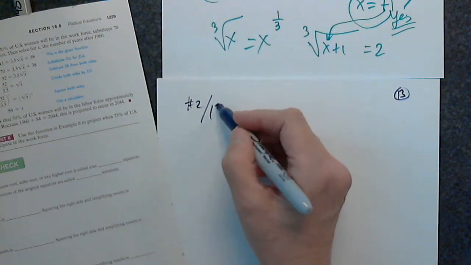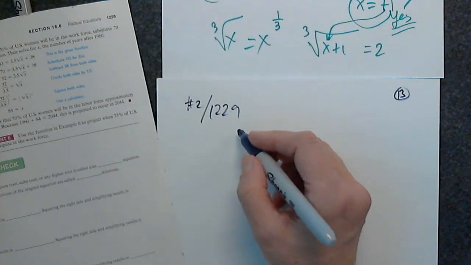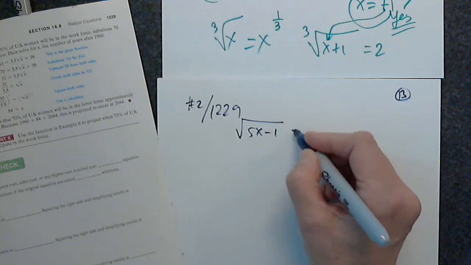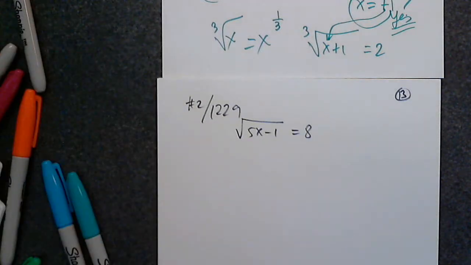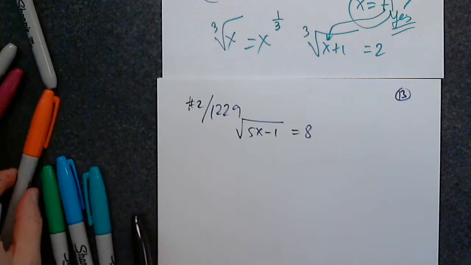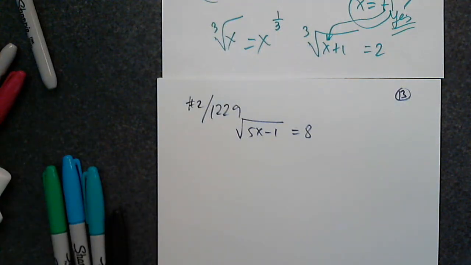on page 1229. So the square root of 5x minus 1 equals 8. Okay, so this is a square root. On the left-hand side, it's a radical equation. What should we do to both sides to eliminate the radical?